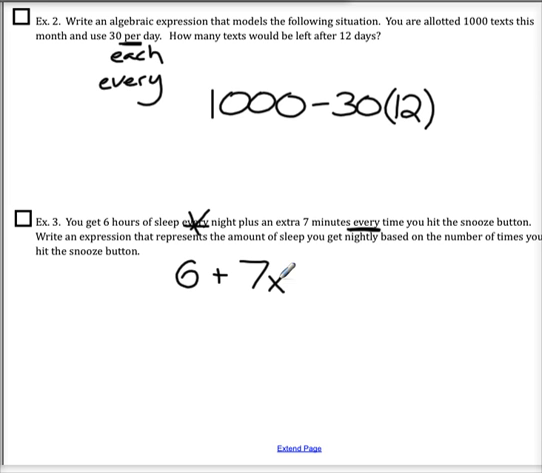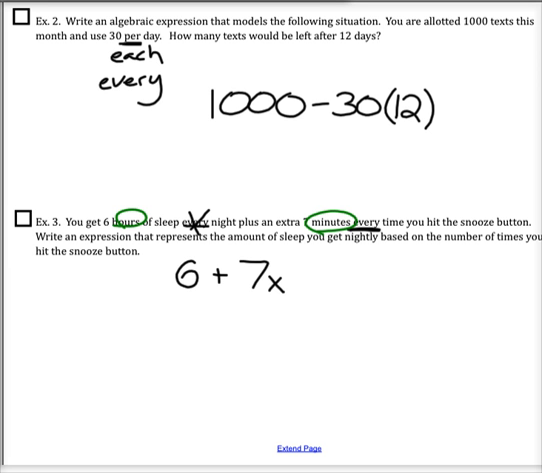Now, something may seem off here, okay? I want you to notice something. Here we're talking about hours. Here we're talking about minutes. So right now, our units don't line up. I cannot leave it looking like this, okay?